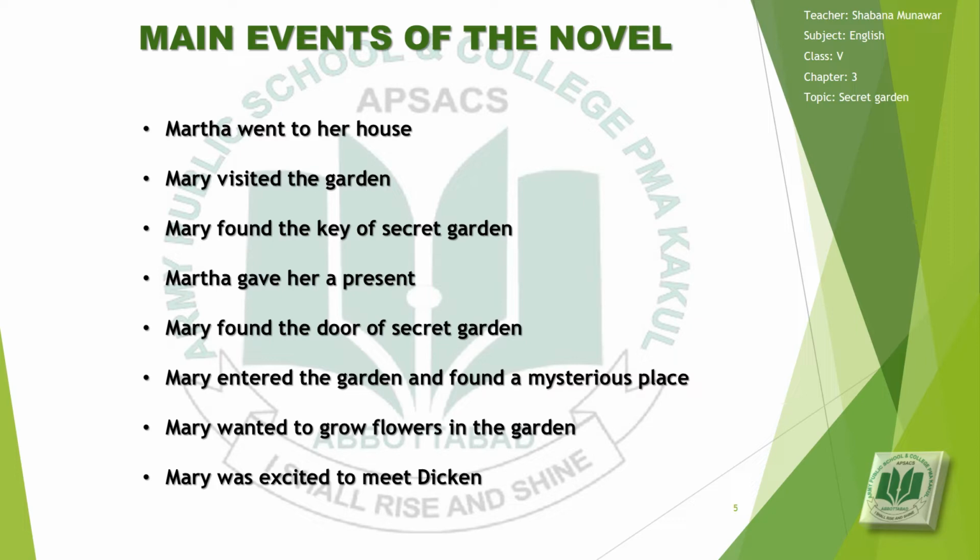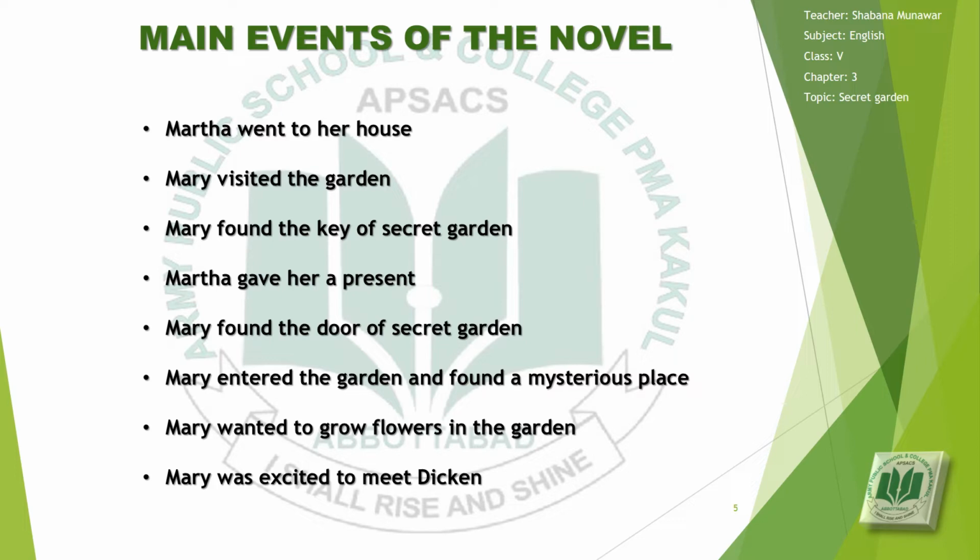Next day, Martha came back. Martha brought a present for Mary. It was from her mother. When Mary received the gift, she felt happy. It was a skipping rope. Next day, Mary was skipping in the garden. She saw a robin. She asked him, "Yesterday you showed me the key, but I don't know where the door of the secret garden is."